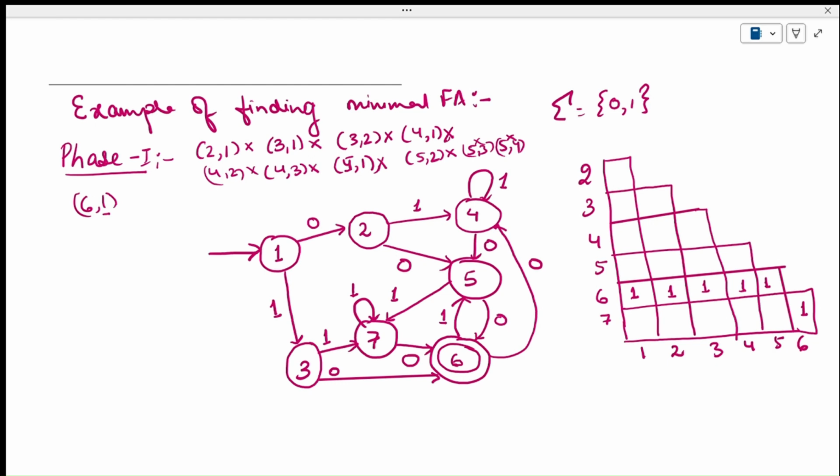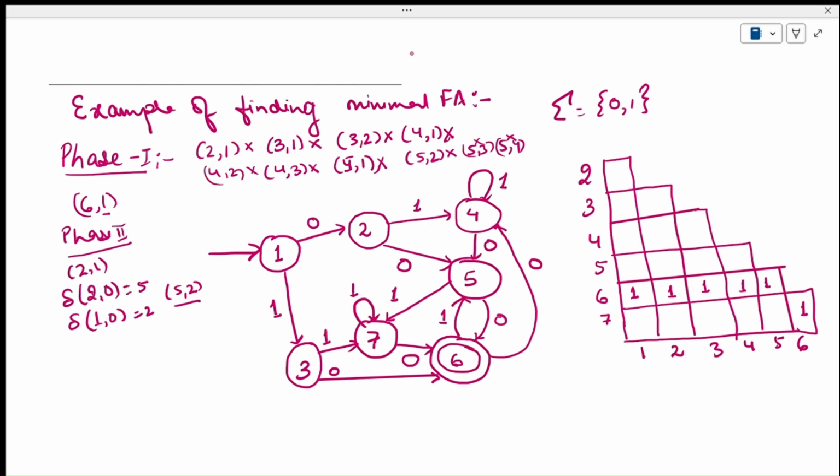In phase 2, we restart. Start from cell 2 1 and follow the algorithm. Find the transition of state 2 on reading symbol 0, and similarly the transition of state 1 on reading symbol 0. Delta of 2 comma 0, that is 2 on reading 0, is going to state 5. See the diagram. Similarly, 1 on reading 0 is going to state 2. So check if 5 2 is marked yet. No, 5 2 is not yet marked. So we will not mark 2 1.